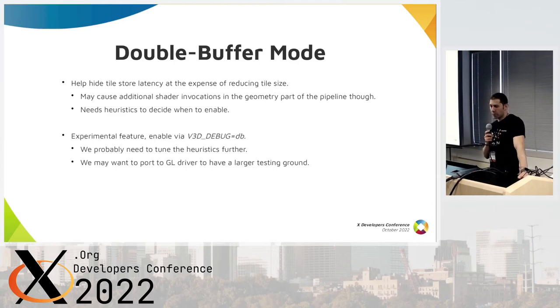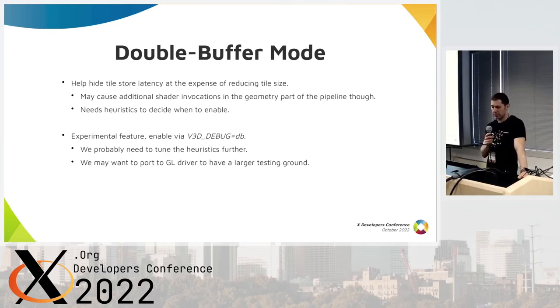Another thing we've been working with is this double buffer mode, which is a way the hardware has to try to mitigate tile store latency on our platform at the expense of reducing the tile size. This is beneficial when tile stores are your bottleneck, but because it reduces tile size, it comes at the expense of additional vertex invocations, which is not great. So you need some kind of heuristic to decide when this is going to be beneficial.